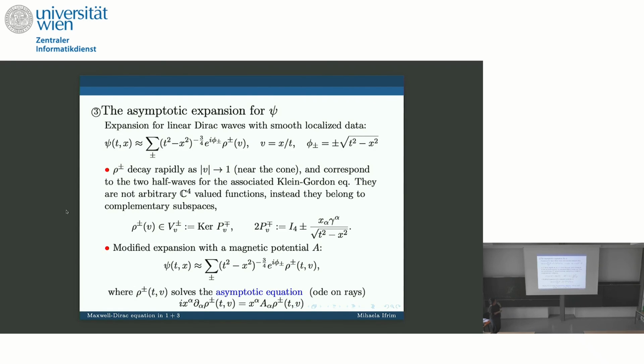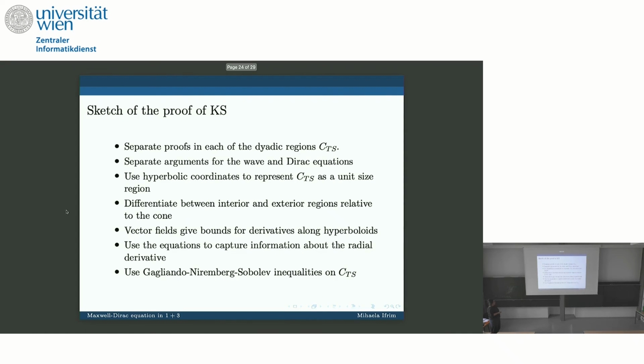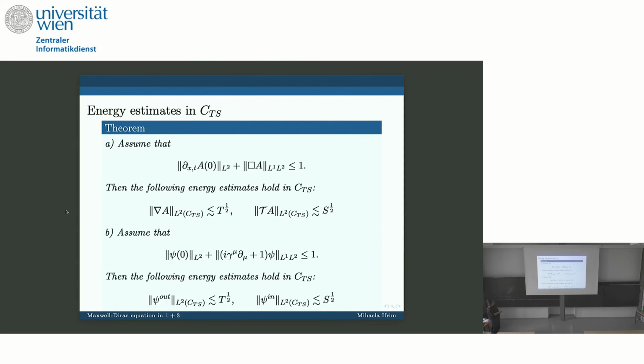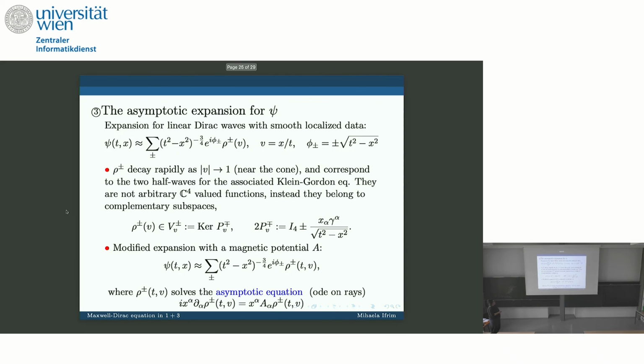But let me actually tell a story. I'm going to start with the linear Dirac equation, where, if you assume you have smooth localized data, you can write out that the solution to the linear Dirac is going to look like this. So you have a phase, and you have a profile which decays rapidly, this rho plus minus. We do have two such profiles because we've seen from the analysis before that psi splits in two, and they have different decay. I expect on a ray, where V is the ray x over t, that this is the kind of expansion I should have.